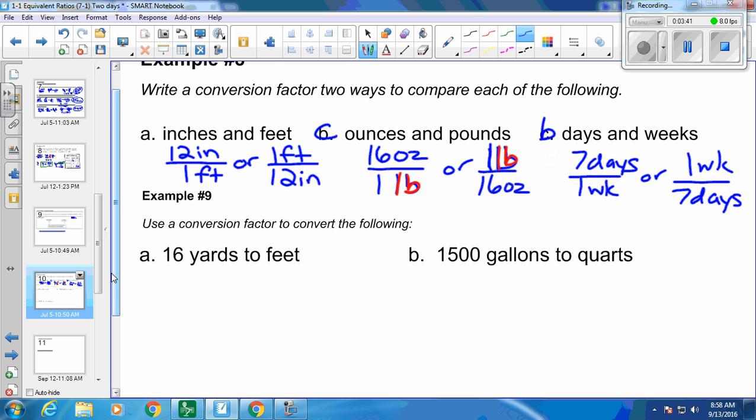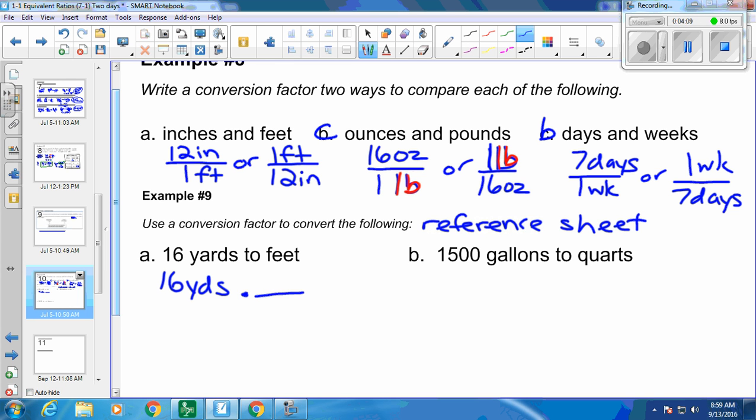For example number 9, they're asking us to use a conversion factor to convert the following. So again, we want to have our reference sheet here. You are going to need this for your homework too. You might not know some of them. We're asking to go from 16 yards to feet. So I set this up by saying 16 yards. You always multiply when you convert. If you just always think about multiplying, it makes this easier.